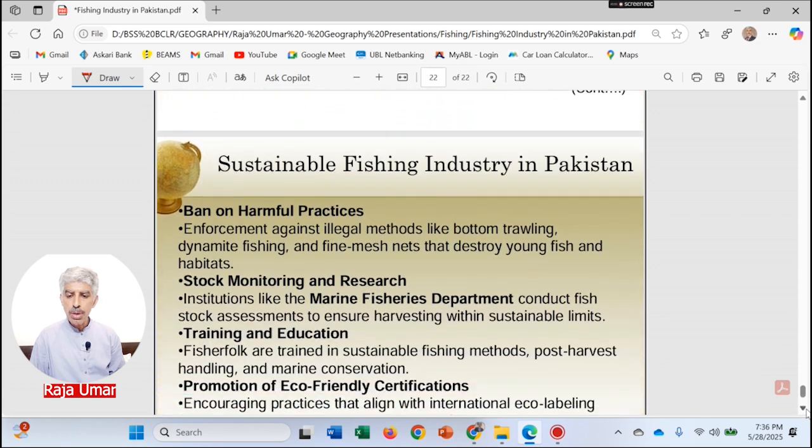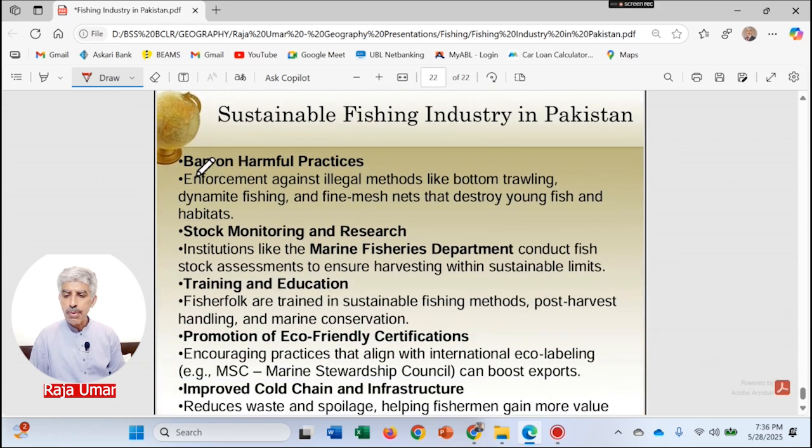So, ban on harmful practices, as we observe that many harmful practices are being done, especially in inland fishing alongside the rivers and in the lakes or water bodies. That means enforcement against illegal methods like bottom trawling, dynamite fishing, and fine mesh nets that destroy young fish and habitat.